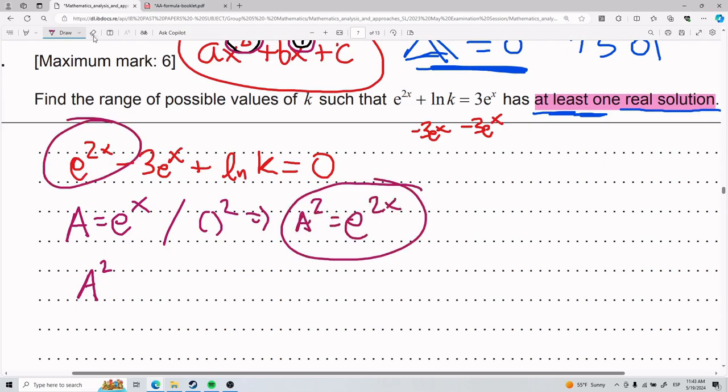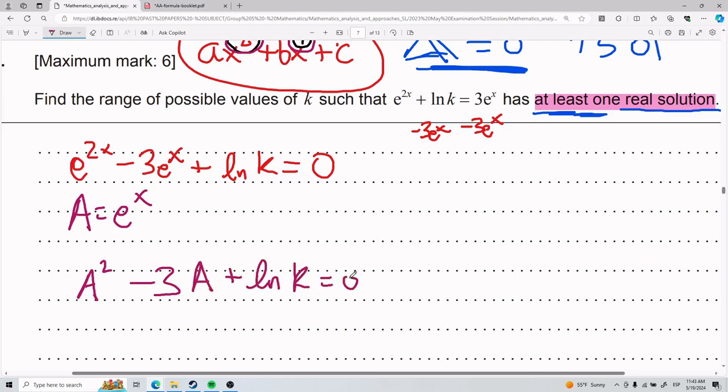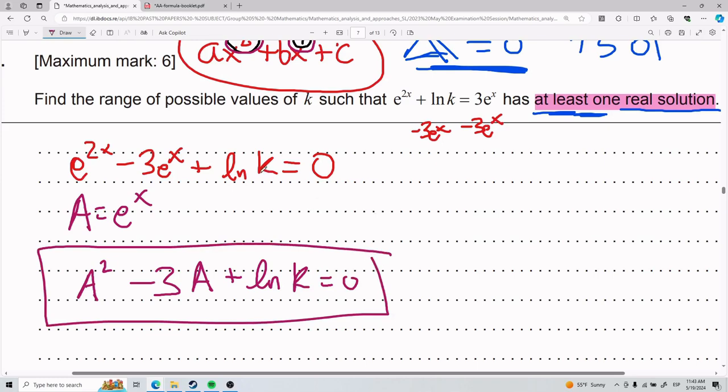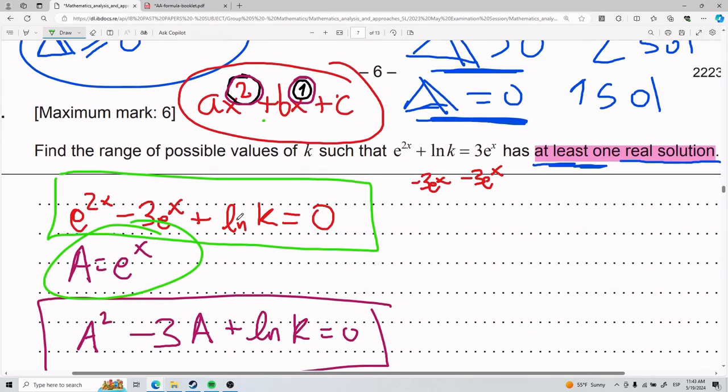So that means this first term can be rewritten as A squared minus 3A plus ln k. This looks more like a quadratic now, doesn't it? But really, it's the same as this. All I did was replace e to the power of x with big A to make it easier to visualize it. But really, this is still a quadratic.